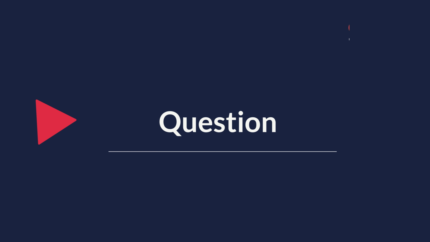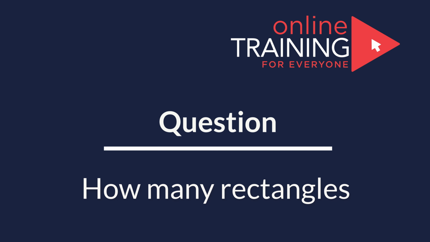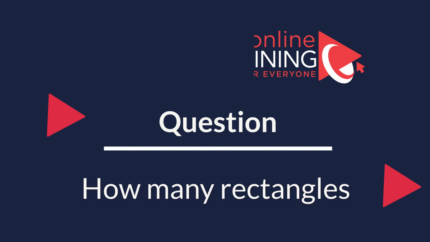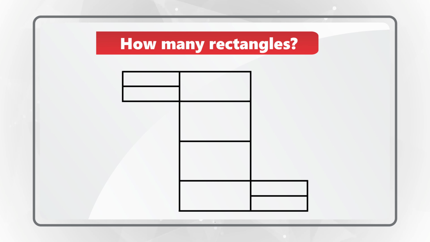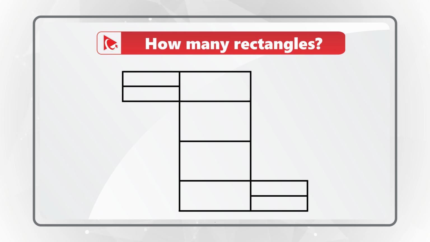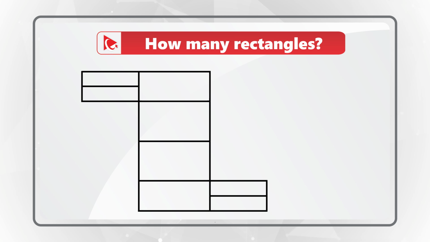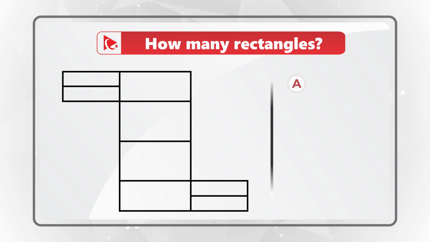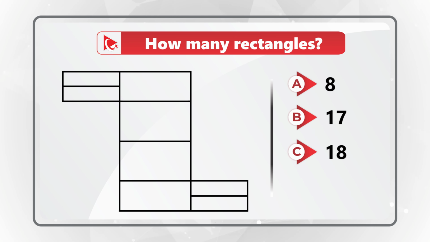Here's an amazing question to test your analytical and spatial reasoning skills. You need to determine how many rectangles are present here in the picture. Take a close look at the shape presented here and choose one of 4 following choices. Choice A, 8, choice B, 17, choice C, 18, and then choice D, 20 rectangles.